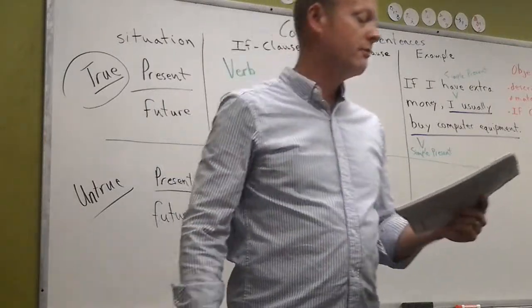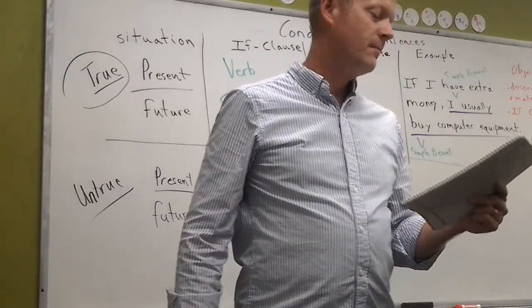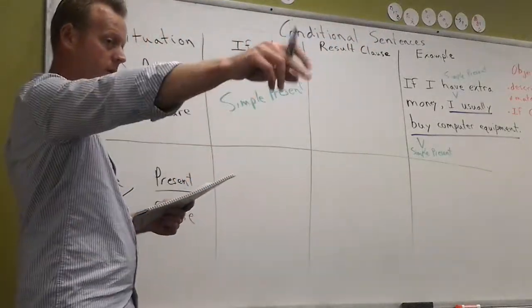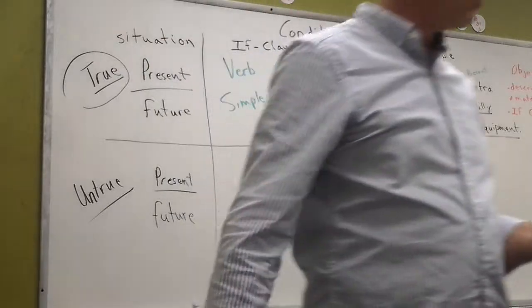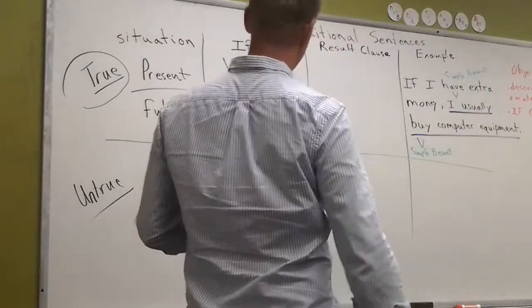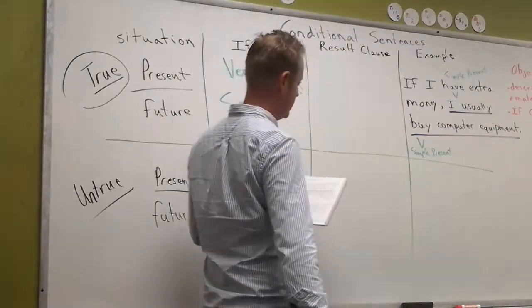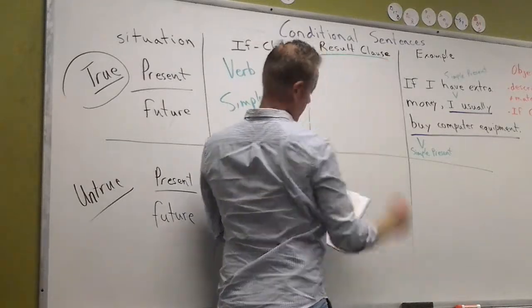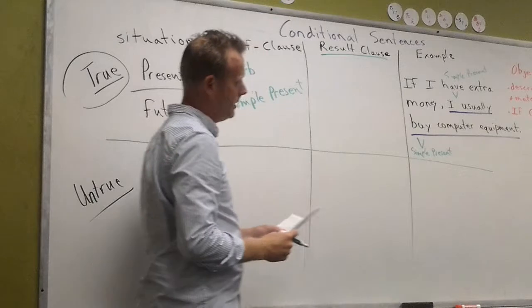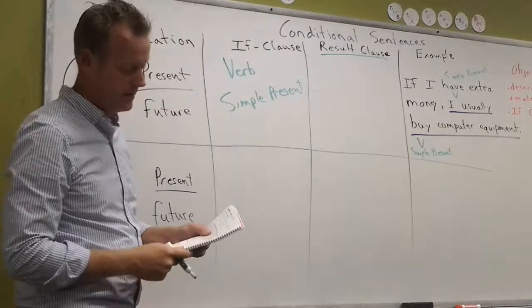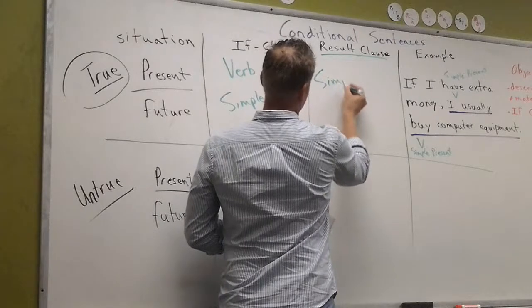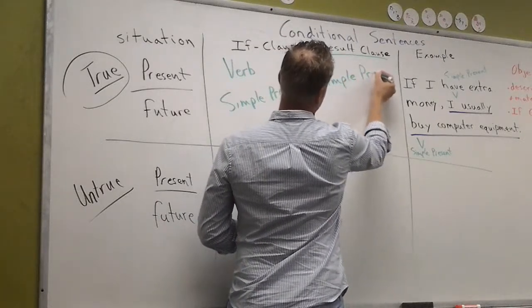Khalid, what tense should the verb be in the result clause? According to the graph down below, it gives you the answer. What should it be in? Two options. Do you see the result clause? What should the verb be in the result clause? The tense. Okay, simple present. Thank you. Good. Simple present.